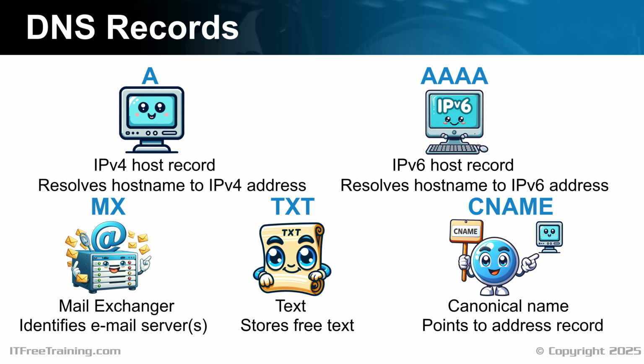The CNAME record essentially points to an address record, effectively creating an alias record. For example, you could create a CNAME record called mail that points to server 1. If you move mail to server 2, you would change the CNAME record to point to server 2. The clients on the network would still use the hostname mail and would not need to change even though the mail server has changed.